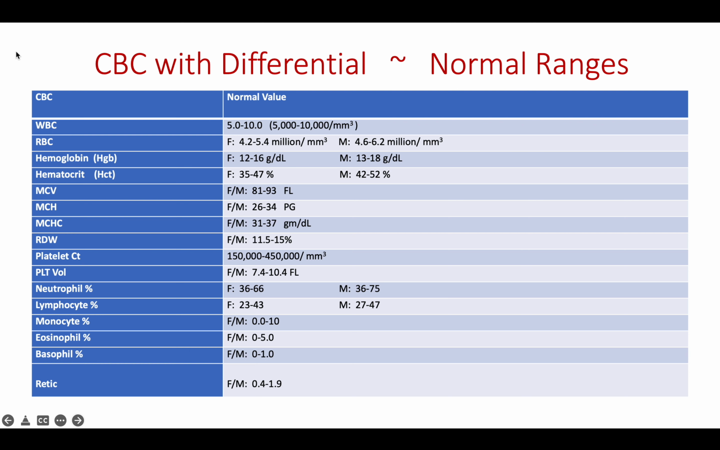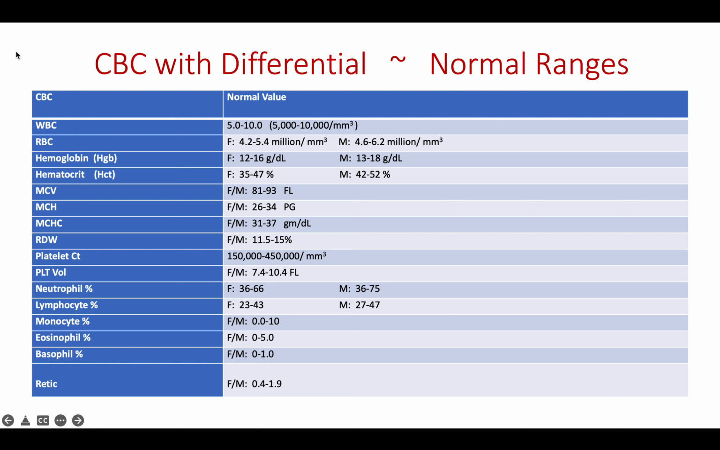When we look down at the other letters, the MCV, MCH, MCHC, RDW, those four acronyms have to do with the cell size. And if we are concerned about anemias or issues with erythrocytes, our cell size will give us some indication of the type of anemia that we might be having, and help us to get a better idea how to best treat this anemia.